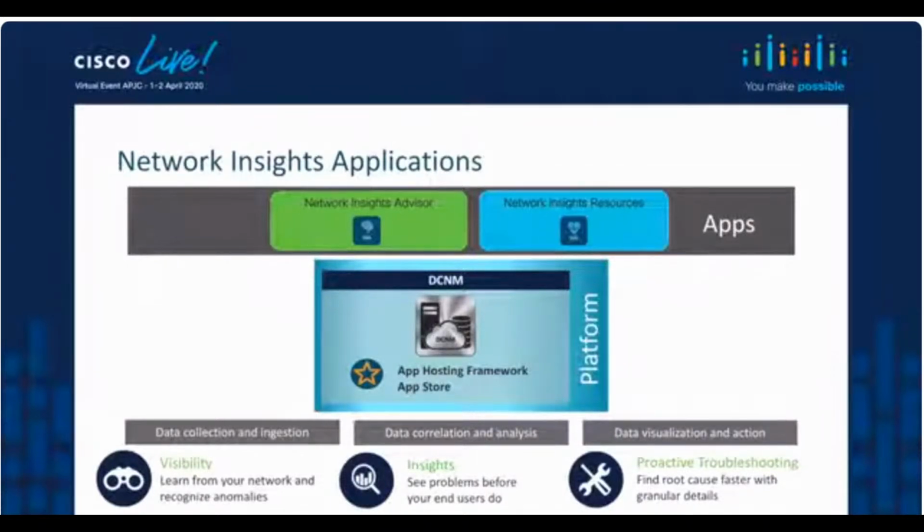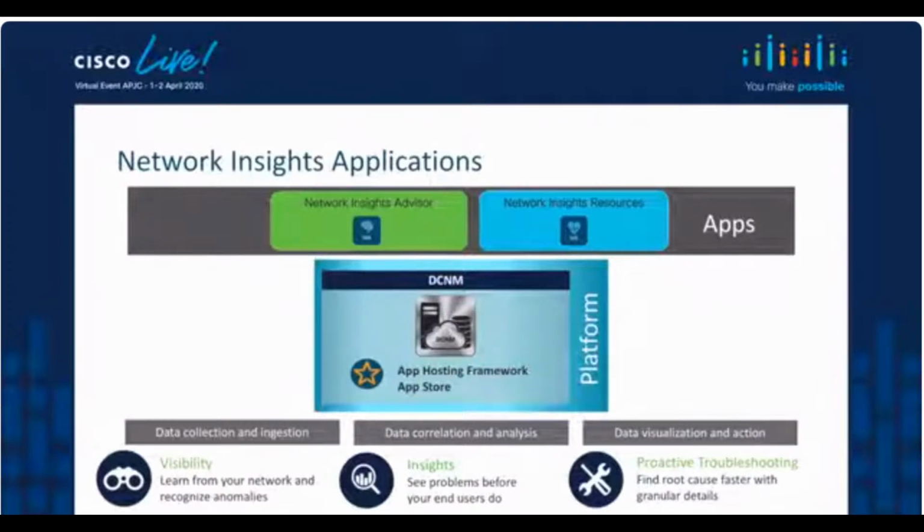Now, the latest addition to this application framework is the Network Insights applications. We call them NIR and NIA, Network Insights Resources and Network Insights Advisor. So you need to host these applications on top of DCNM and a cluster of compute nodes. And basically, these applications are very powerful when it comes to day two operations. These applications gather a lot of data and process and correlate all of it to give you visibility into your fabrics.